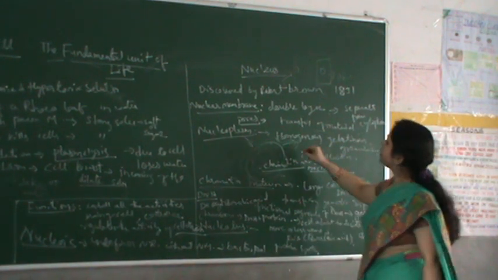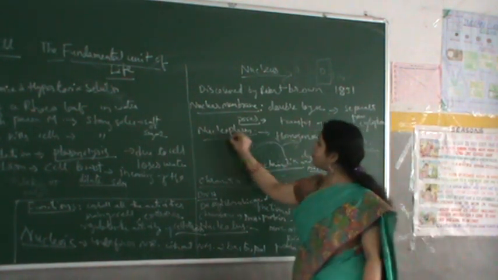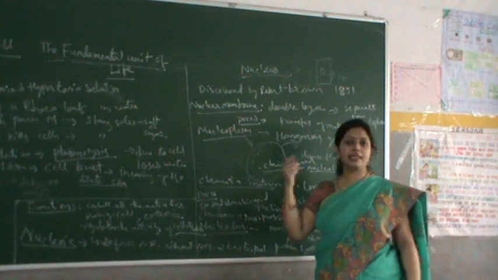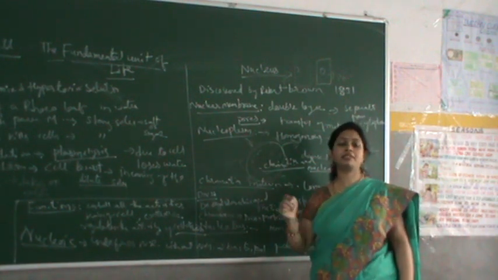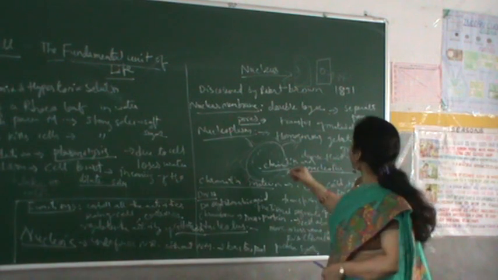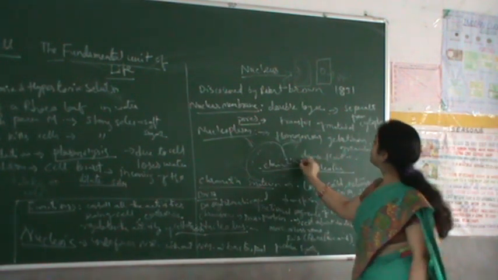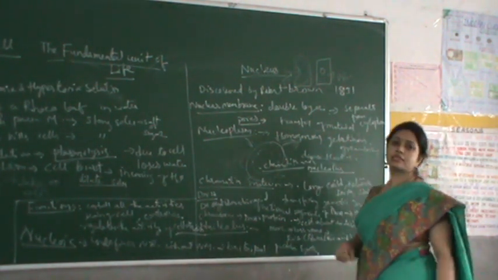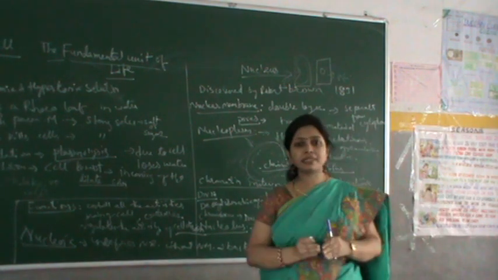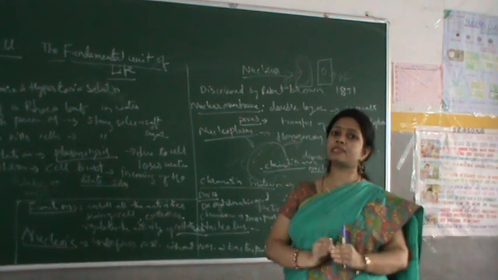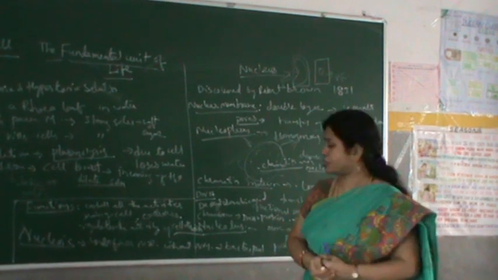Now coming to the next part, the nucleoplasm. This is a gelatinous, dense, granular material in the cell. It is a dense fluid composed of chromatin material, and the nucleolus is a solid mass.